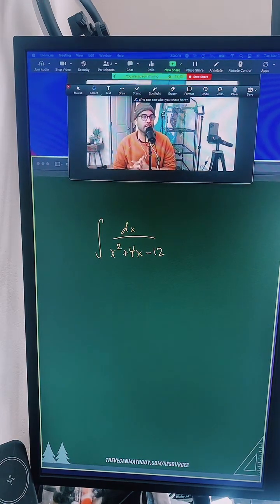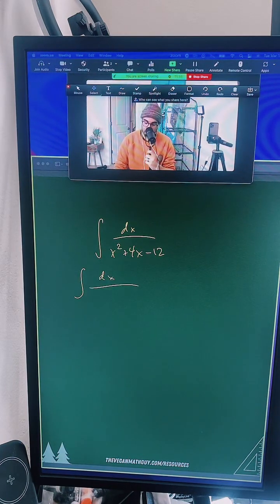Okay, so let's go ahead and look at this integral here. Let's start off by looking at it and thinking, okay, can we factor this out? Are there two numbers that multiply to negative 12 and add to 4? And it looks like there are. So this is going to become x plus 6 and then x minus 2. Whoops, I still have that dx there. Nice, so x plus 6, x minus 2.